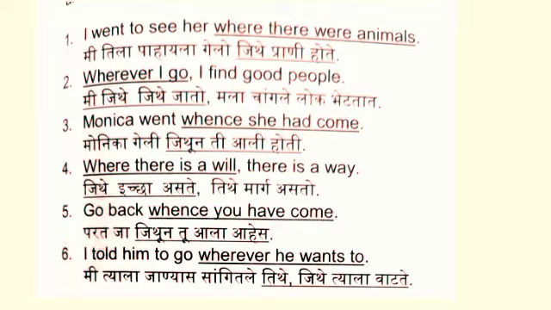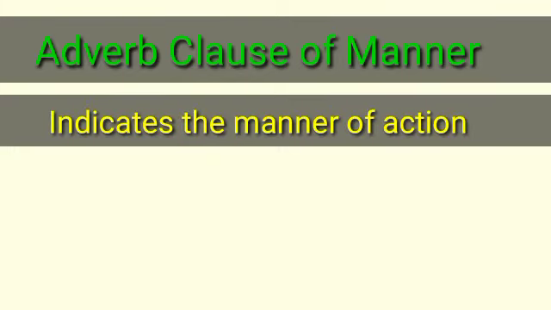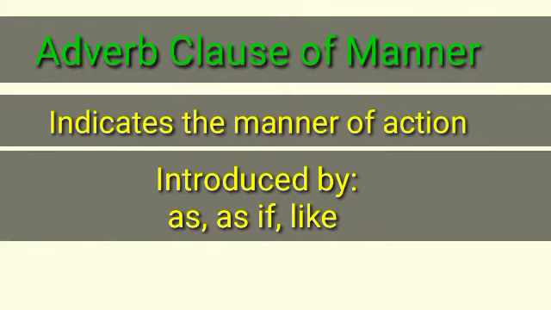Another type is adverb clause of manner. The adverb clause of manner indicates the manner of an action, the way in which an action is performed or done. Adverb clause of manner is introduced with the help of subordinating conjunctions such as if, and like. Let us try to understand this with the help of a few examples.